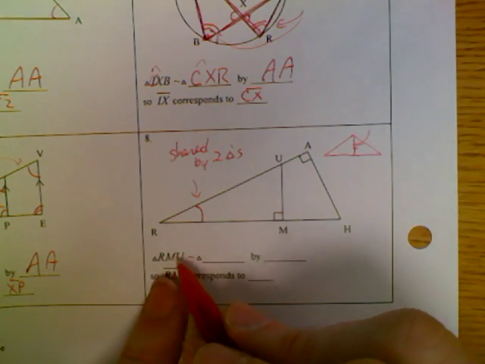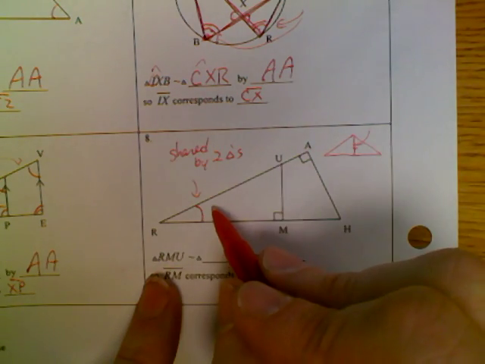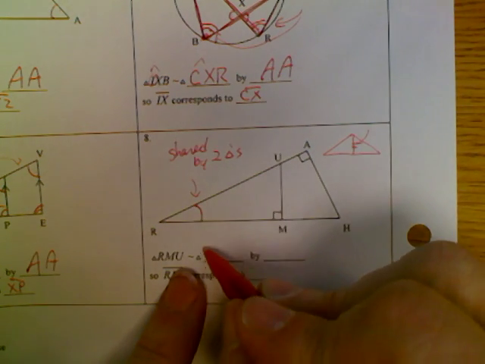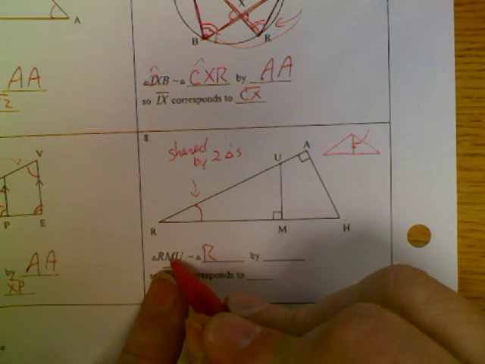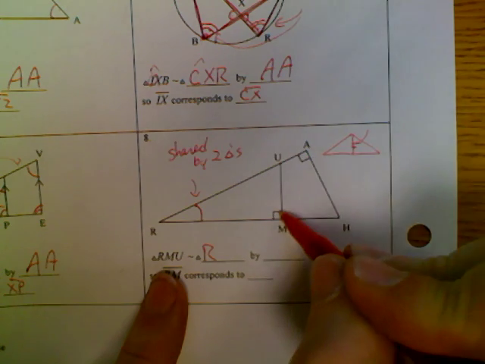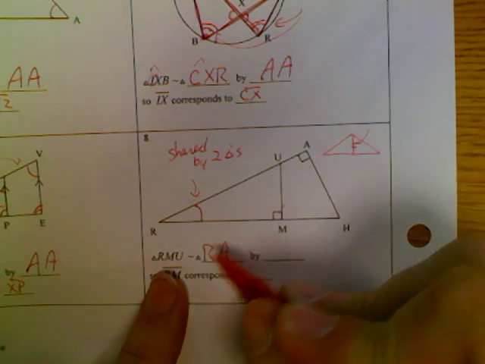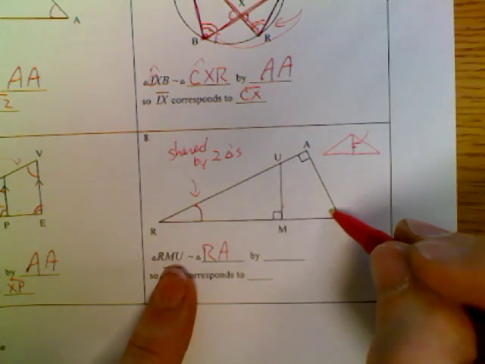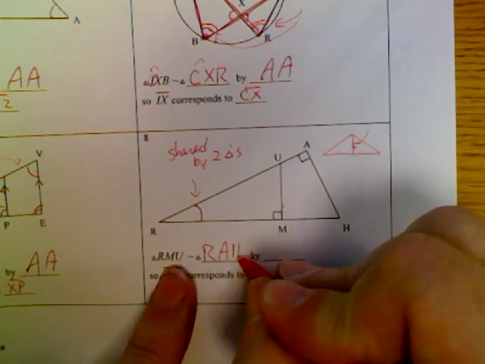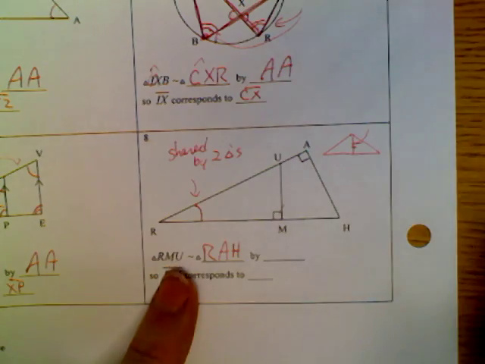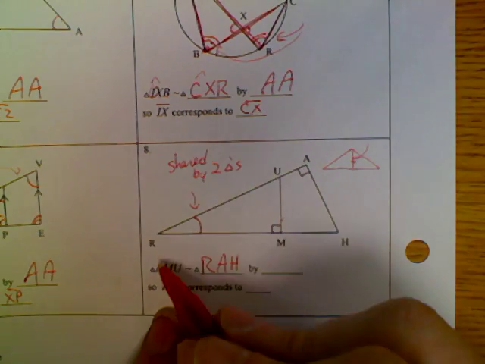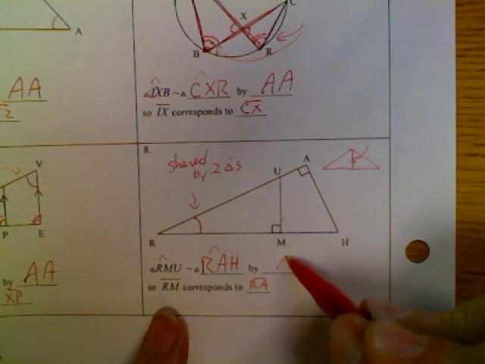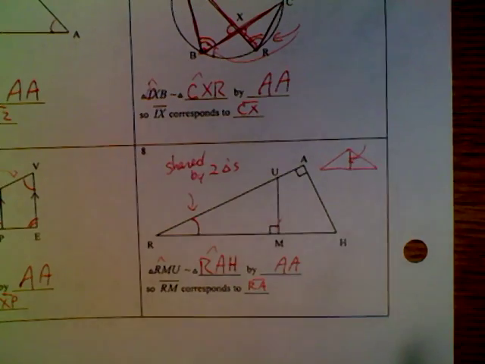So now we've got RMU, that's the little triangle. Okay, and now we've got to match that up to the big triangle. Well, angle R matches up with angle R. Angle M matches up clearly with angle A. And then finally, angle U is the only unmarked angle in this little triangle. That matches up with H in the large triangle there. And so RM corresponds to RA. These triangles are similar by AA.